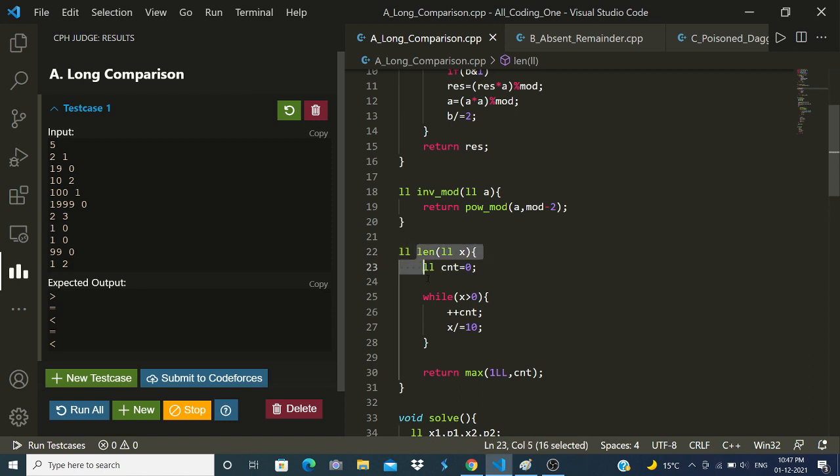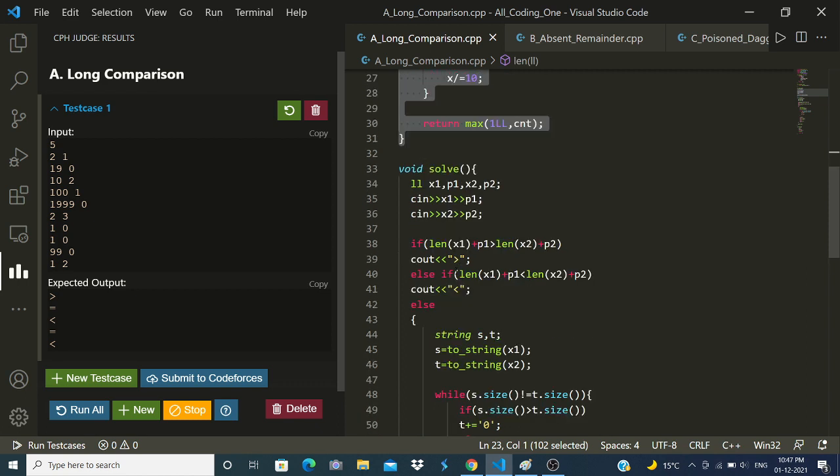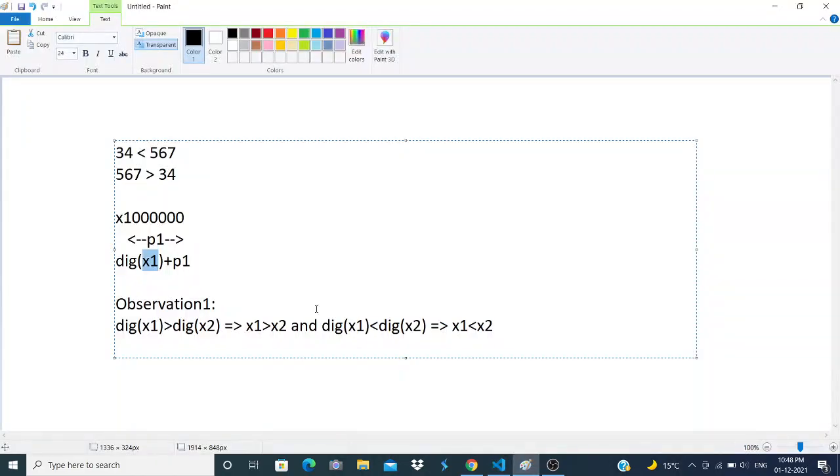So I defined a function length which will calculate the number of digits in x. So if the number of digits in x plus p1, which gives the total number of digits in the first number, is greater than the total number of digits in the second number, print the greater than sign. If it is smaller, then print the lesser than sign. And there comes the next thing, right?